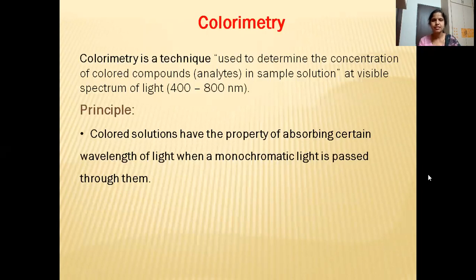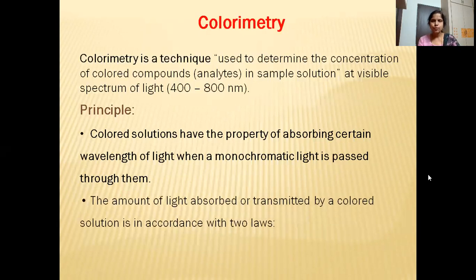The principle behind this colorimetry is that all the colored solutions have the property of absorbing certain wavelength of light. Okay, so that is the main principle. How much light is being absorbed by the sample, that we are going to measure by colorimetry. The amount of light absorbed or transmitted by a colored solution is in accordance with two laws, as I said, Beer's law and Lambert's law. By using these two laws, we determine the concentration of the colored sample using colorimetry.